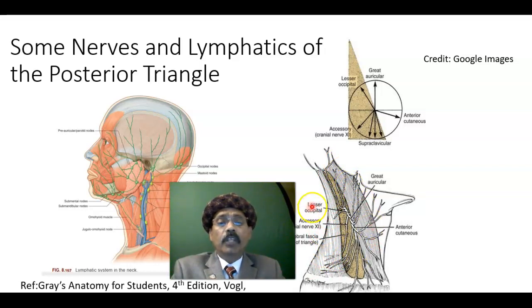Okay, we got the lesser occipital nerve, and we have the supraclavicular nerve. This is the supraclavicular nerve. So these nerves are coming out of the cervical plexus. The accessory nerve is the 11th cranial nerve.